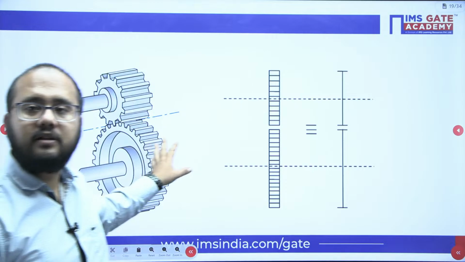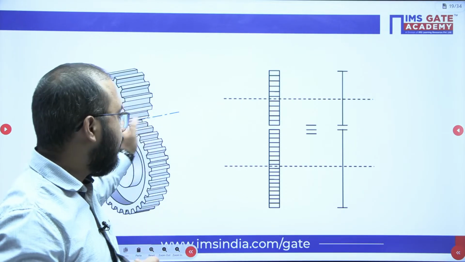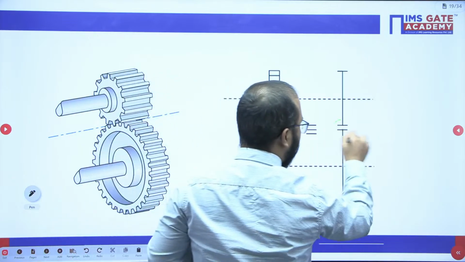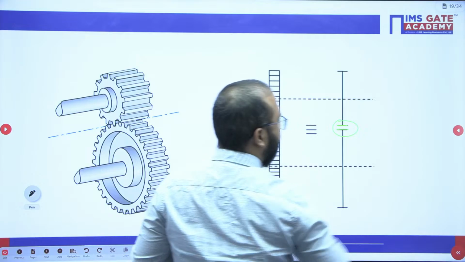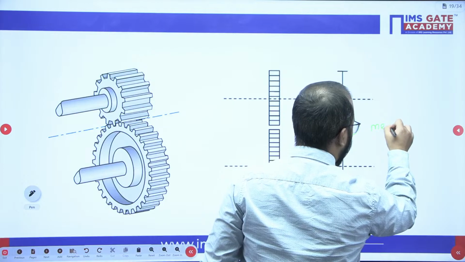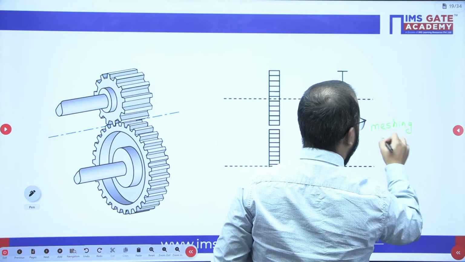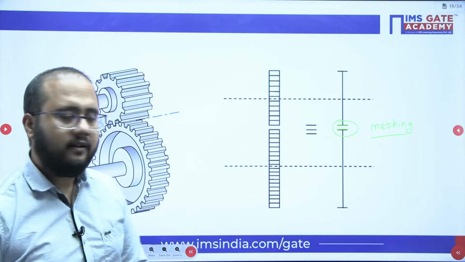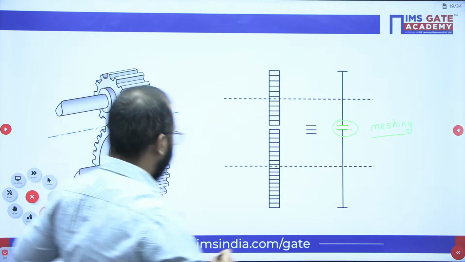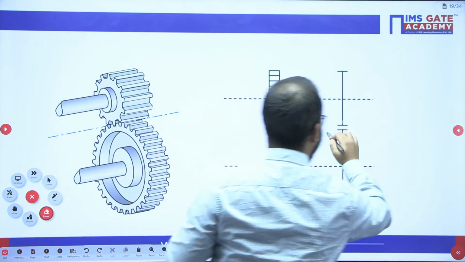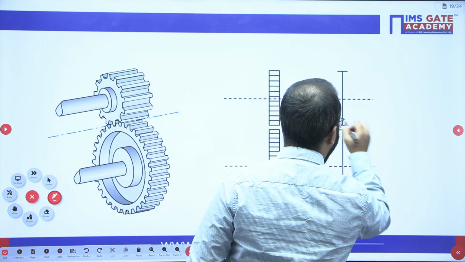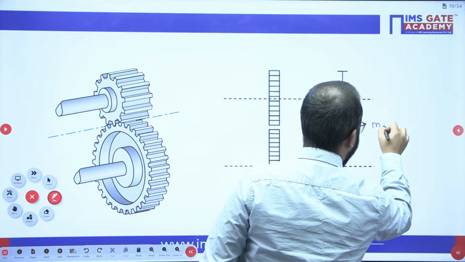This is an external meshing of gears, guys. Similarly, the line diagram we can mention here. Now these two parallel lines represent what? The external meshing. It represents the meshing of gears. I will just change the color here because I think it is not clearly visible. This is called what? Meshing.